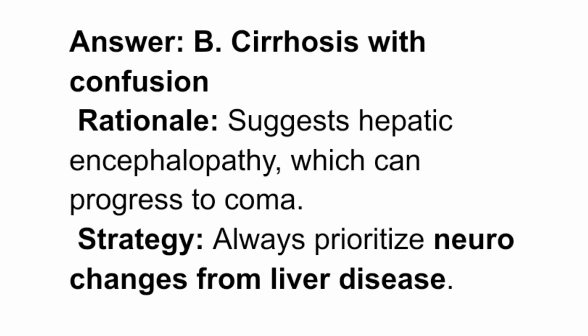Answer: B. Cirrhosis with confusion. Rationale: suggests hepatic encephalopathy, which can progress to coma. Strategy: always prioritize neuro changes from liver disease.